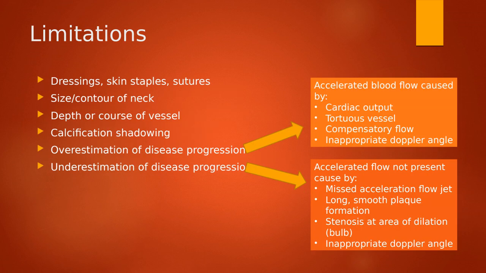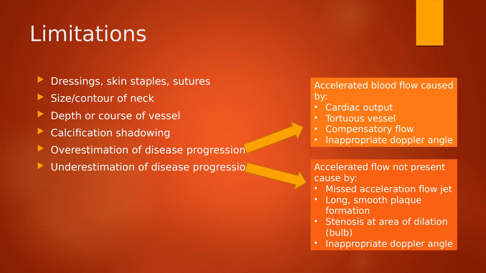Our limitations, on the other hand: dressings, skin staples, sutures. That's with anything in the vascular world, a little less likely up in the neck with the carotid, but still something that we can see if our patient has had an endarterectomy performed. We'll talk about that. Also the size and contour of the neck. Sometimes it's really hard when we get these big guys in there with wide, short necks. We can't really even fit the transducer in there. So that makes our job a little harder.